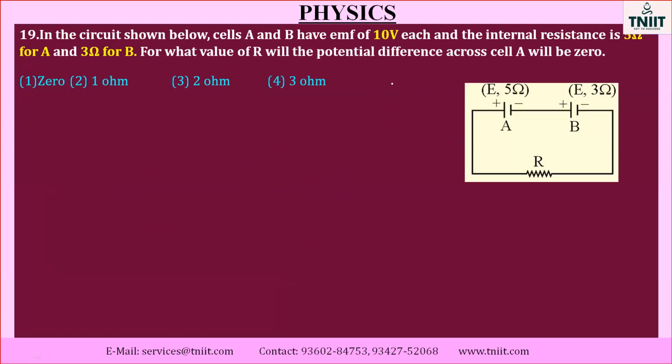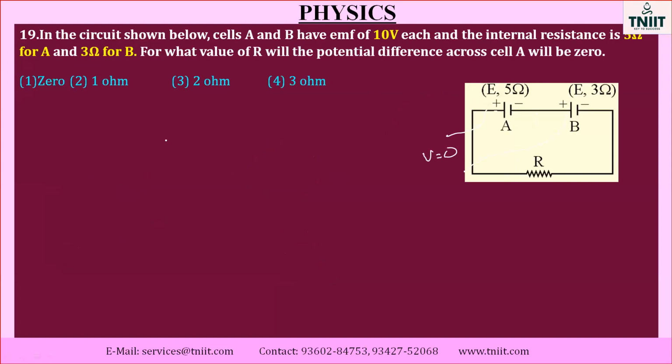Look at this. What is the potential difference across the cell? A is zero. Across this, the potential difference is given as zero. What is the potential difference across the cell?